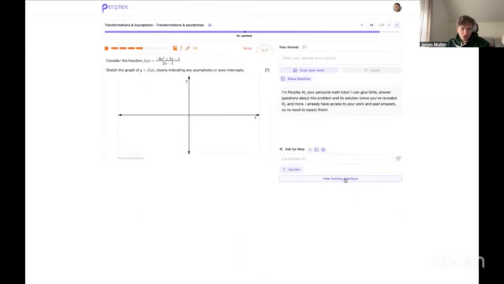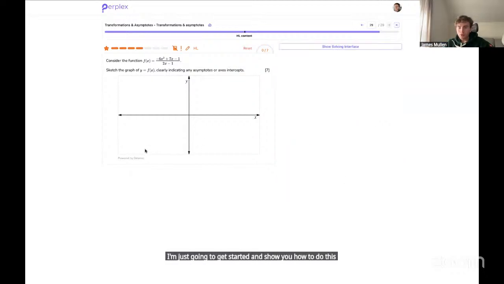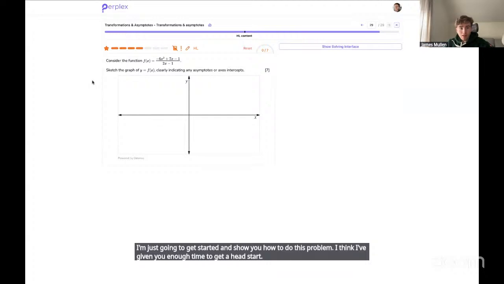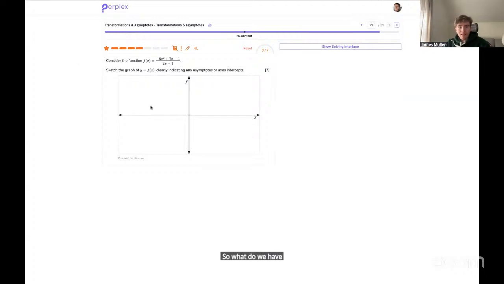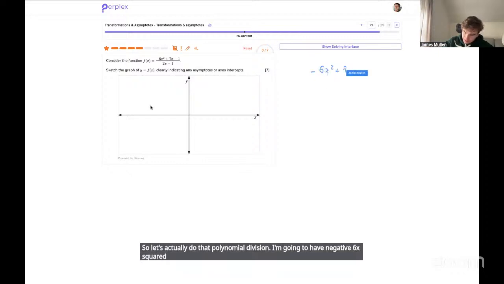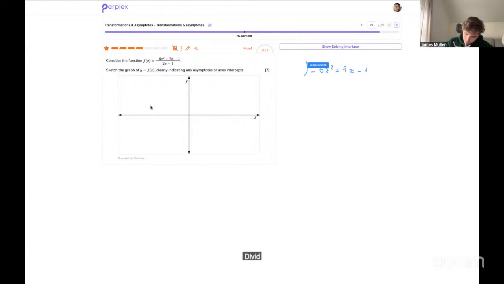I'm just going to get started and show you how to do this problem. I think I've given you enough time to get a head start. So what do we have? I have negative 6x squared plus 7x minus 1, and all of that is being divided by 2x minus 1. So I'm going to have to do a polynomial division to find this. So let's actually do that polynomial division. I'm going to have negative 6x squared plus 7x minus 1, and I'm dividing that by 2x minus 1.